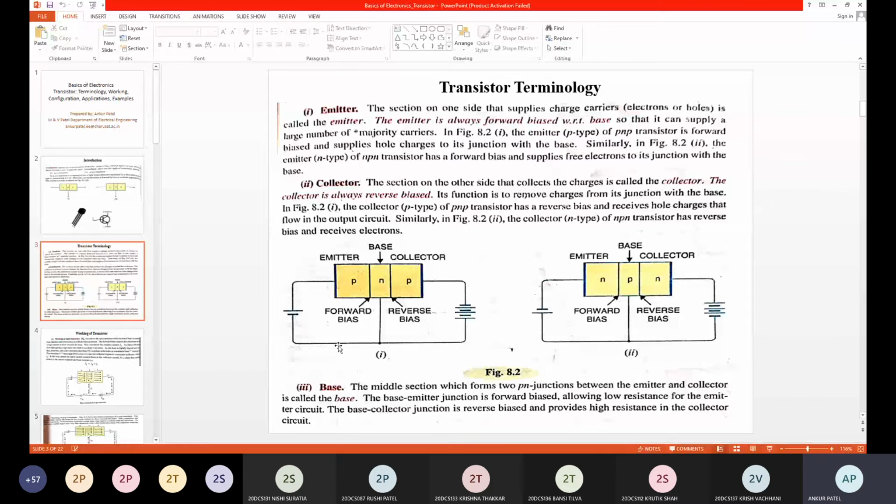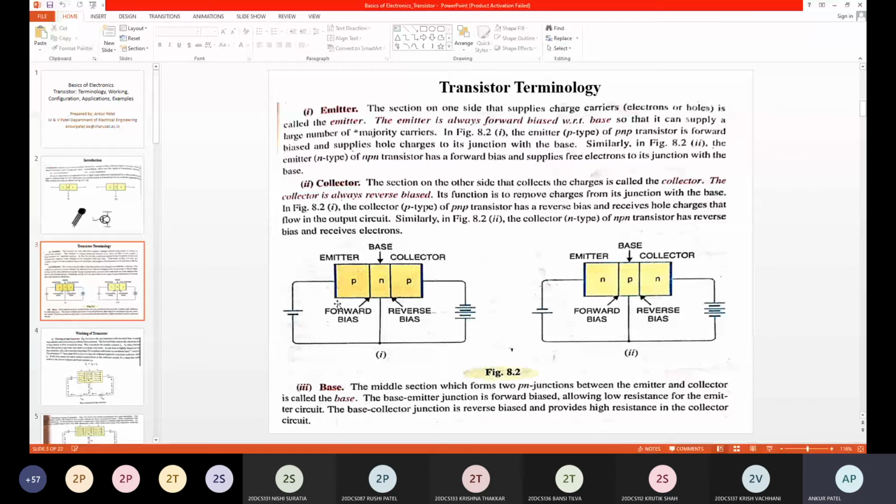Now in saturation mode, your input circuit is in forward bias and the output circuit is in reverse bias. So saturation mode is called a closed switch. Okay, so saturation means it is maximum value, and it is called a closed switch.